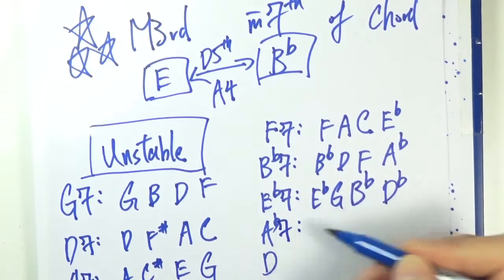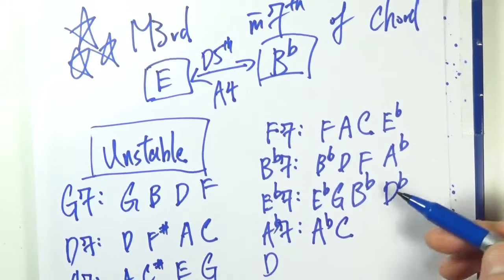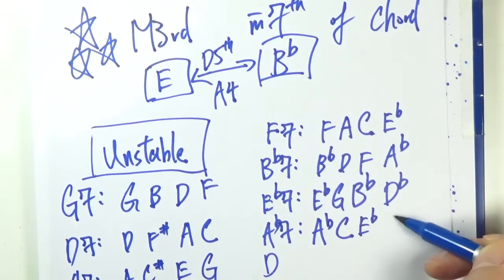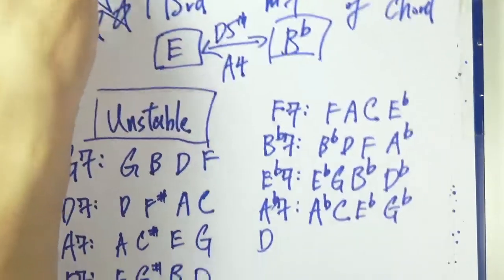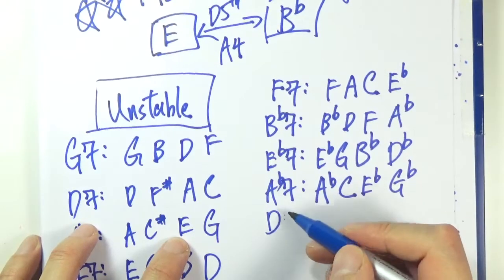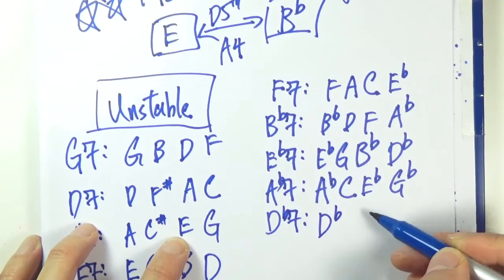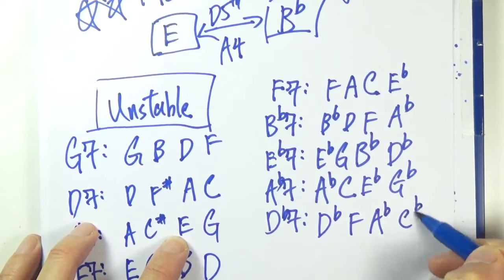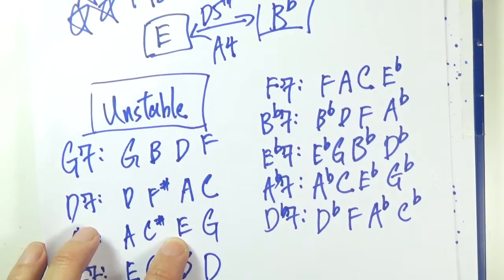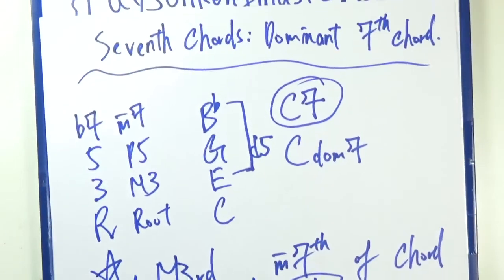A flat 7, we will have A flat, C major 3rd, E flat perfect 5th, and then G flat as your minor 7th. D flat 7 would be D flat, F, A flat, and then C flat as your minor 7th. Alright, so that's it for this video. In the next video I'm going to talk about diminished 7th chords, so see you there.